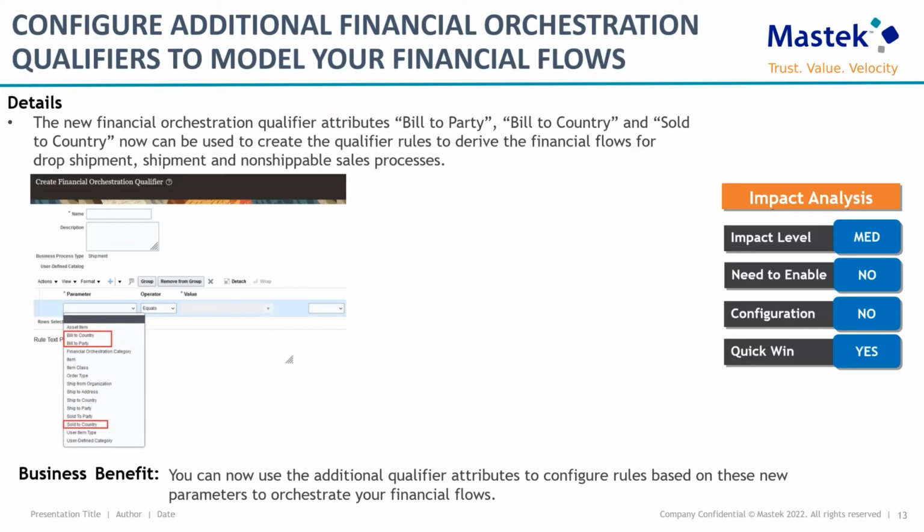Next, configure additional financial orchestration qualifiers to model your financial flows. Oracle has added three new qualifiers, that is bill to country, bill to party, and sold to country, which can now be used in modeling the financial flows of drop shipment, shipment, and non-shippable sales processes.